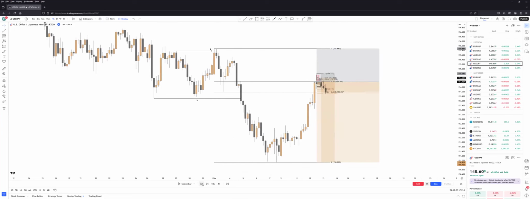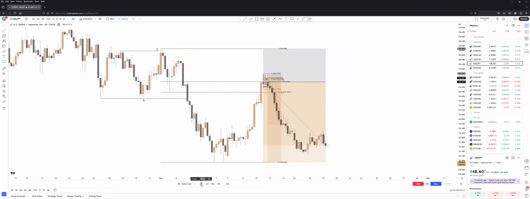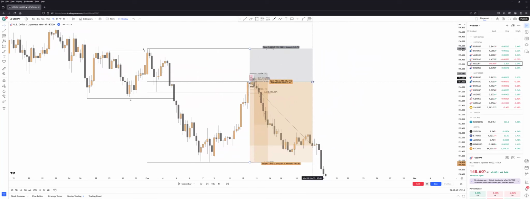Let's just replay how this trade plays out. Price comes down, down, down, down, down, and bam, it hits the TP.